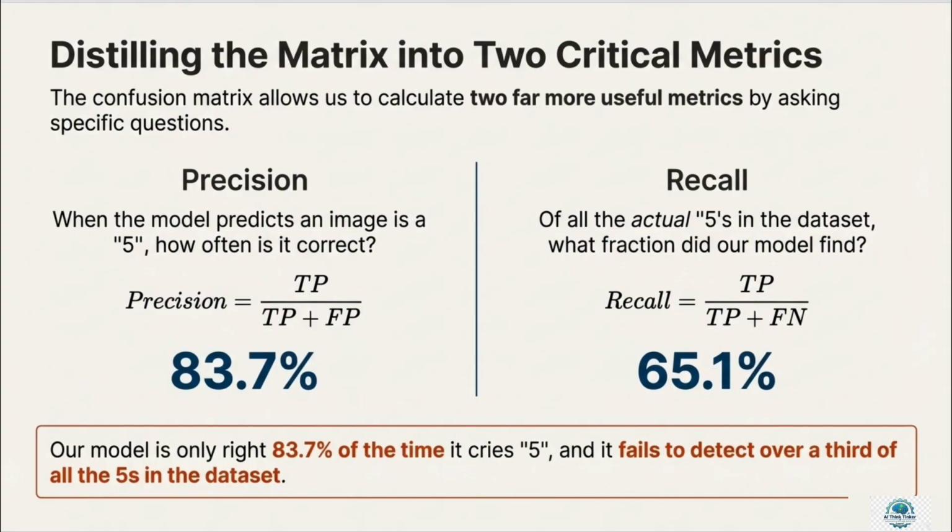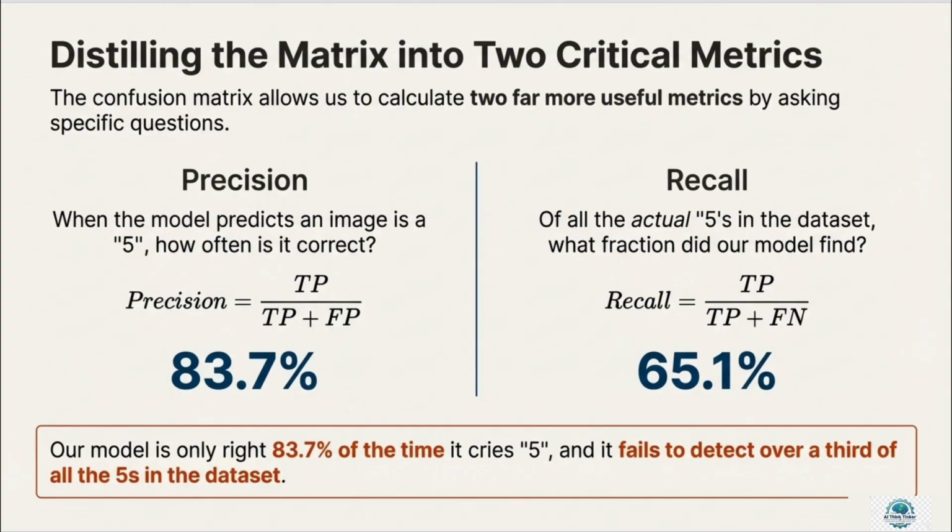From the confusion matrix, we derive two metrics that are far more useful than accuracy: precision and recall. First, precision. This asks, when the model claims an image is a 5, how often is it right? We calculate this by taking true positives and dividing by all positive predictions. Our score is 83.7%. This means when the model cries wolf, it's right about 80% of the time.